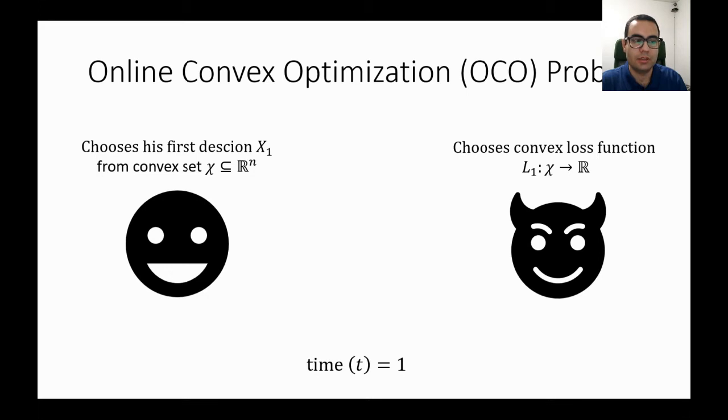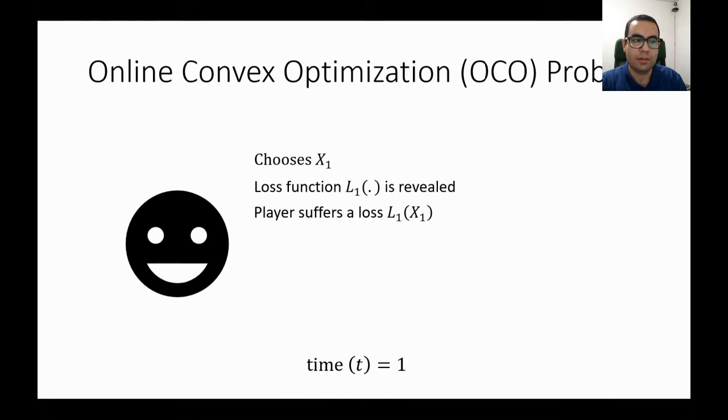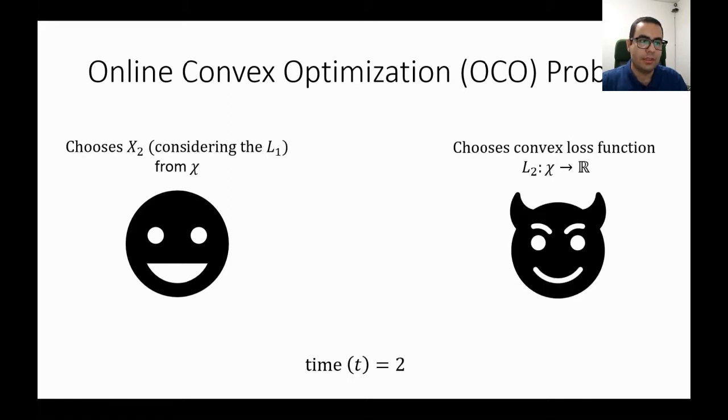As it is portrayed in this slide, the game starts at time t equal to 1, when the player and the adversary should make their decision at the same time. Next, the player suffers the loss, and also observes the first loss function, which he will use to make his next decision. The first decision was made without any knowledge. However, for the second one, the player knows the first loss function and he can use it.